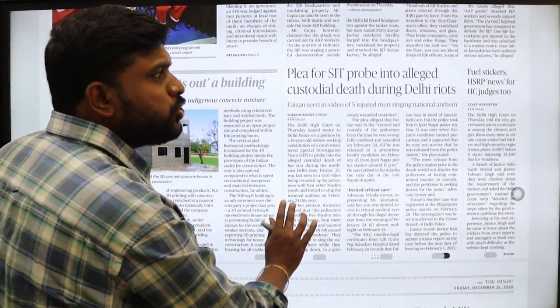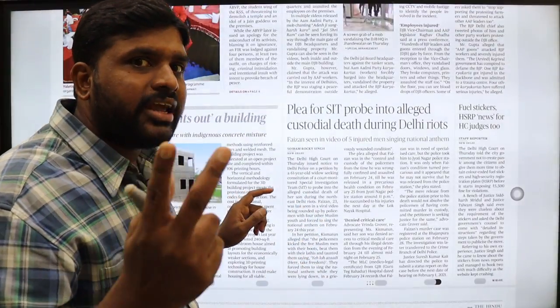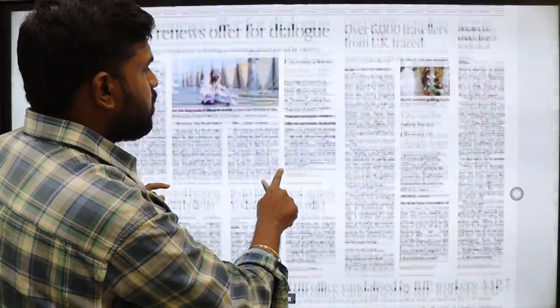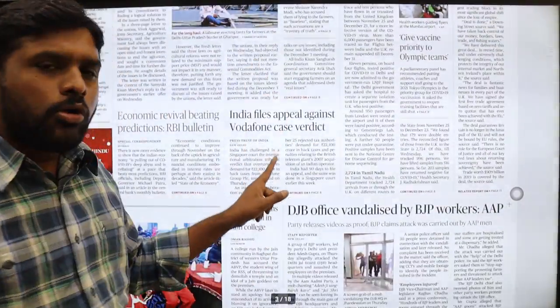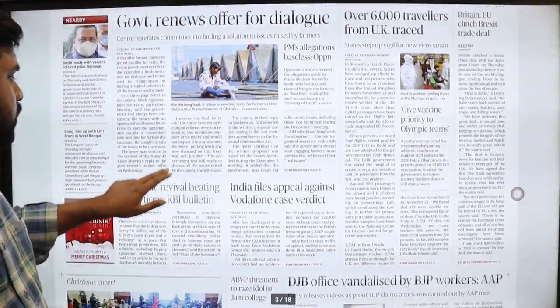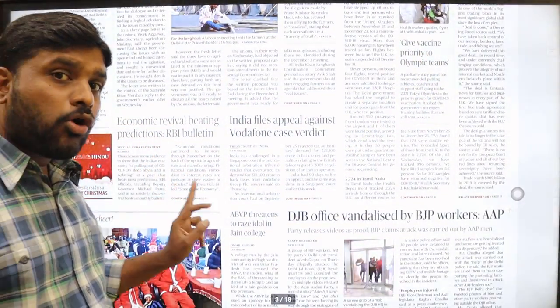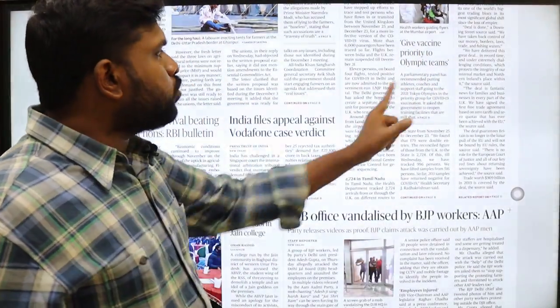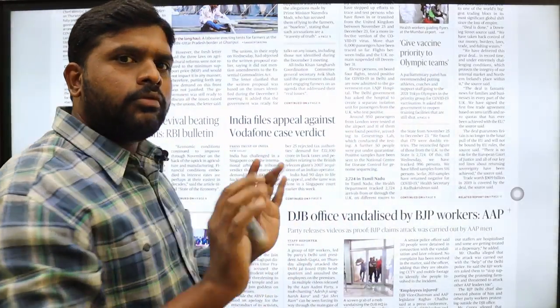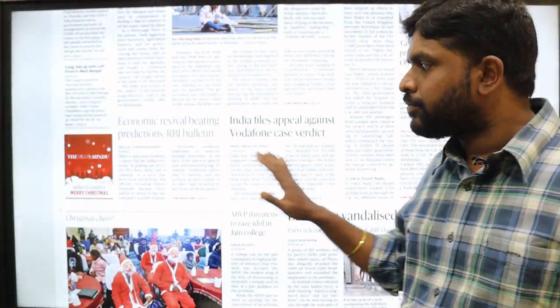So out of the first newspaper, if I am preparing now, I will be reading only 3 articles. What is this Vodafone case? What is this Brexit deal? How economic revival according to RBI. 1, 2, 3. Just put a cross mark. So, how many minutes did I take? 30 seconds I took. First paper finished.